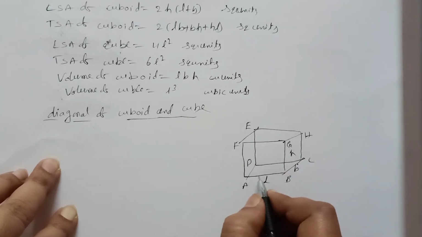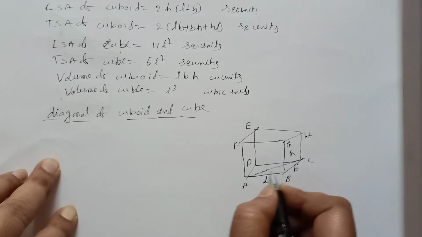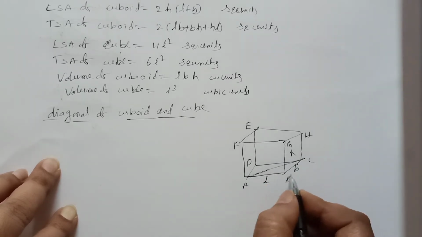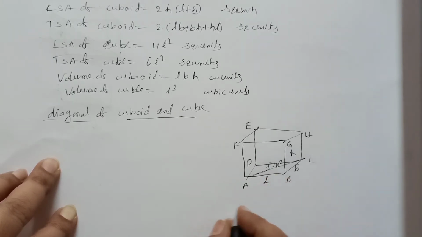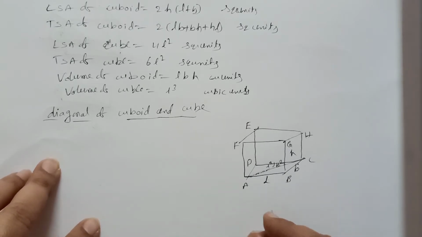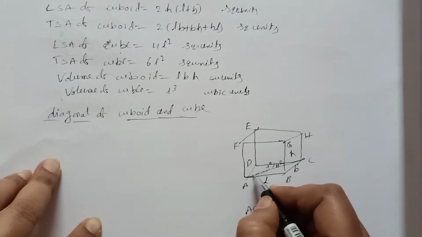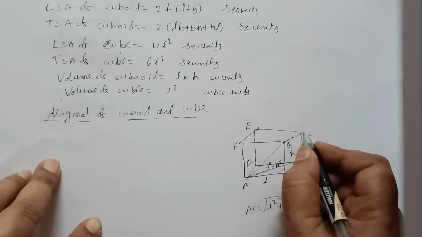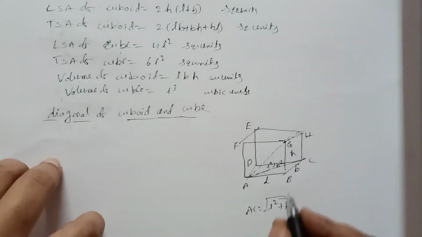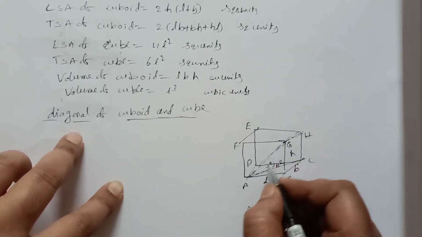Now, this is the diagonal of the base. If you apply the Pythagoras theorem, this is L square plus B square. So AC is equal to square root of L square plus B square. Now this is the height. This is the diagonal of the cuboid.